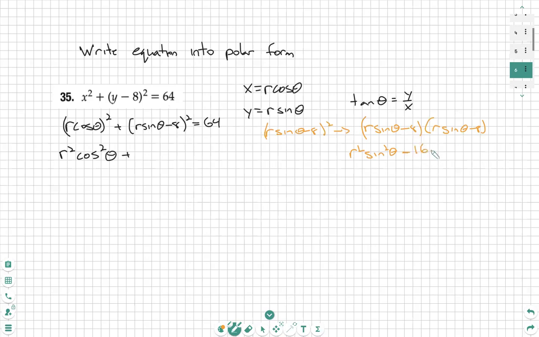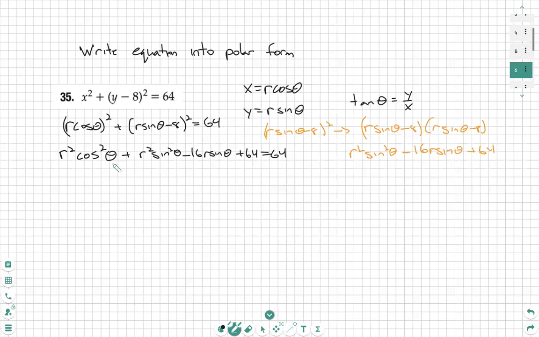So we'll combine those two values. -8 times -8 is positive 64. Now I can plug that into here: r squared sine squared theta minus 16 r sine theta plus 64 equals 64.